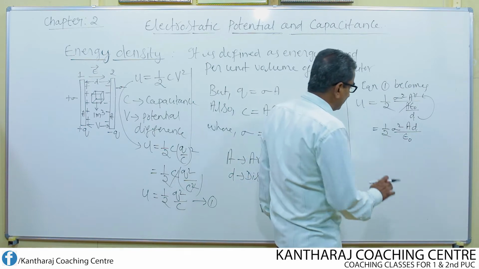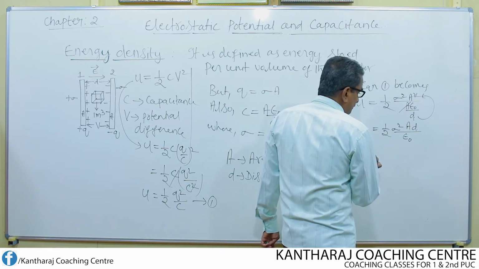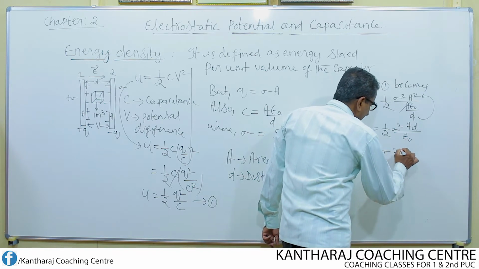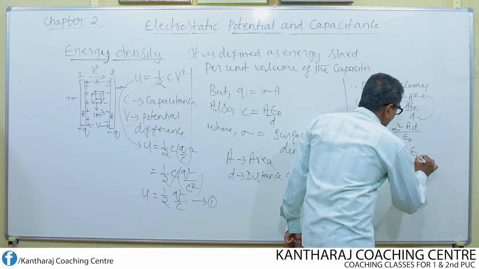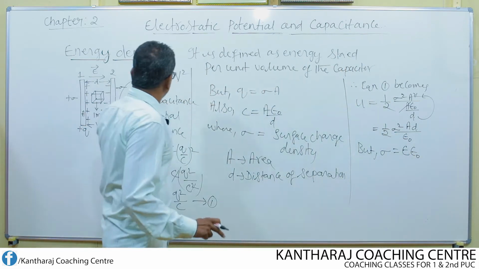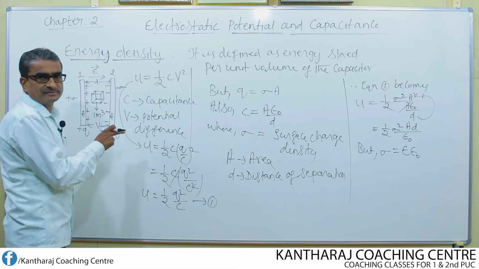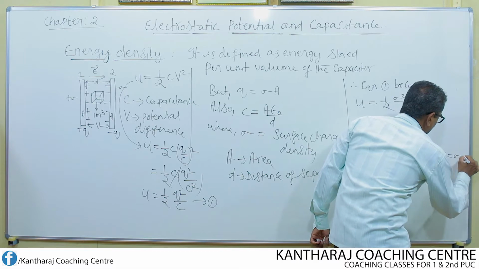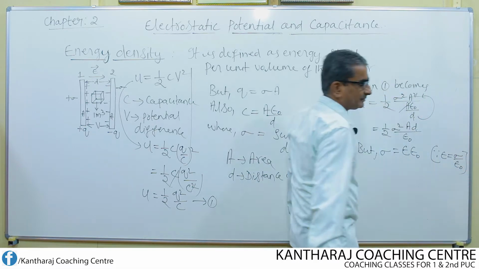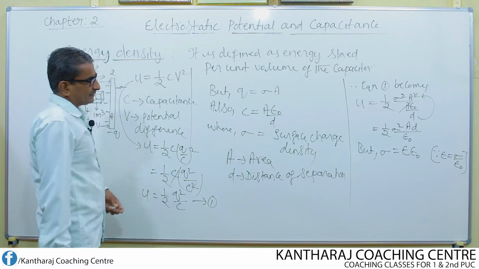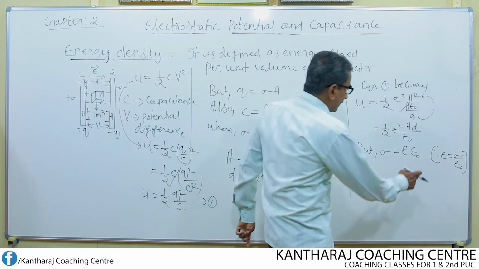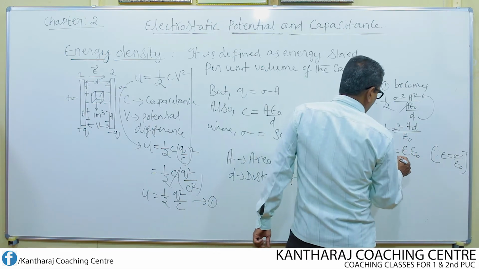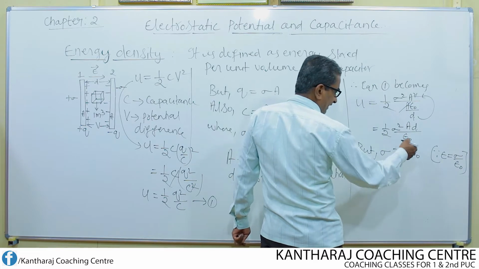Then once again, here I make one substitution. Sigma is equal to E into epsilon naught, because we know that the electric field between the two plates is given by E equal to sigma divided by epsilon naught. If you cross multiply this, sigma will be equal to E into epsilon naught, but square is there. So let us substitute that in the next stage.